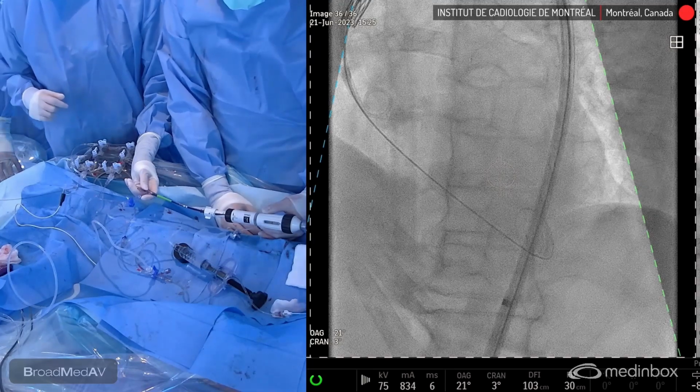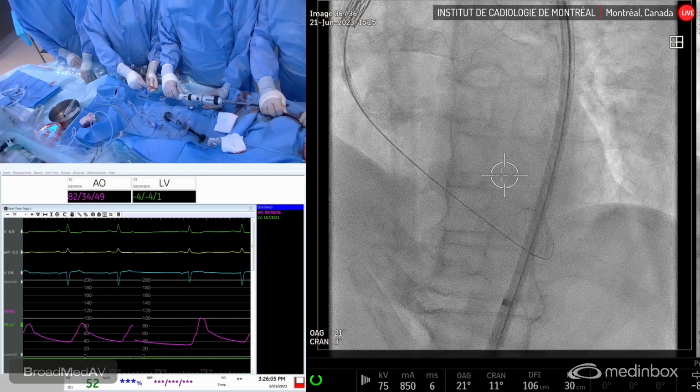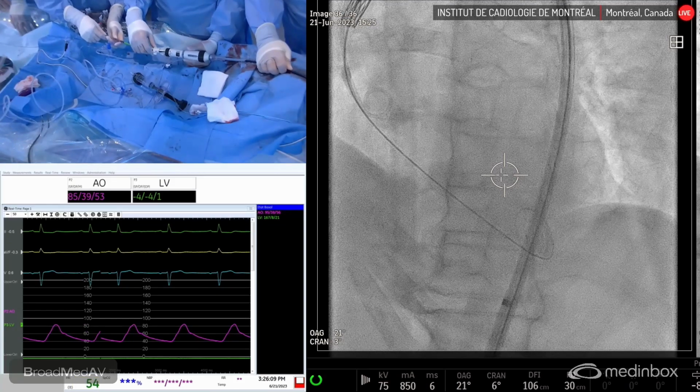Okay, pacing off. Just testing the pacemaker. She's a bit bradycardic. Still in sinus rhythm. Maybe a little bit of widening of the QRS already.